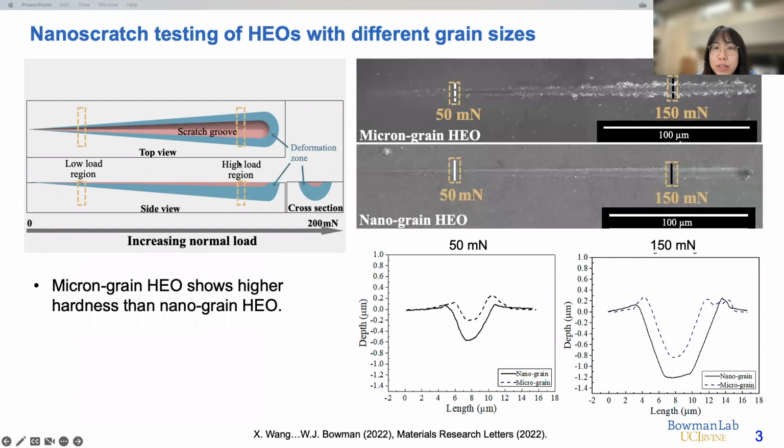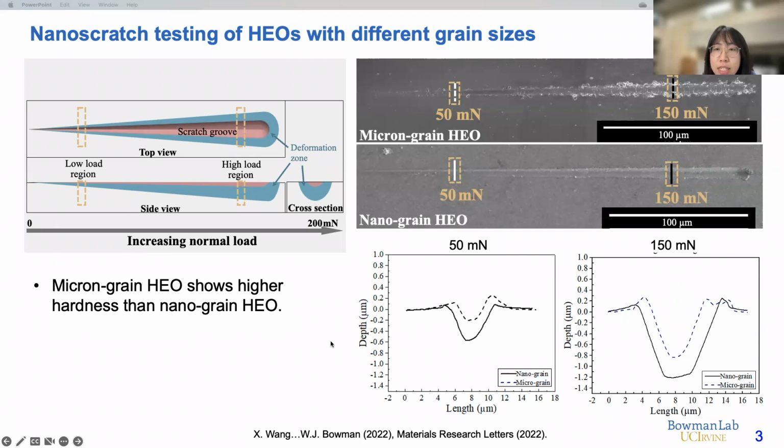By comparing the depth profile of the two HEO samples with different grain sizes at selected low and high load regions, we can notice that the micron-grain HEO shows shallower penetration depths, and therefore its hardness actually seems to be higher than the nano-grain HEO, which is inverse to the well-known Hall-Petch relationship.